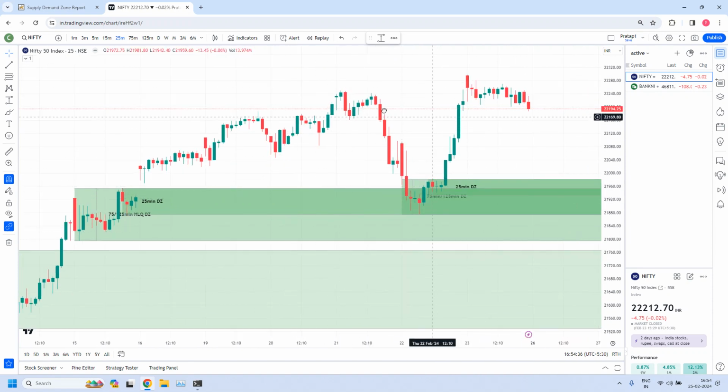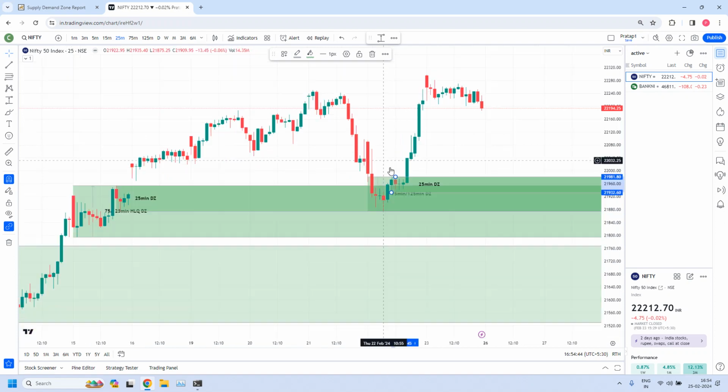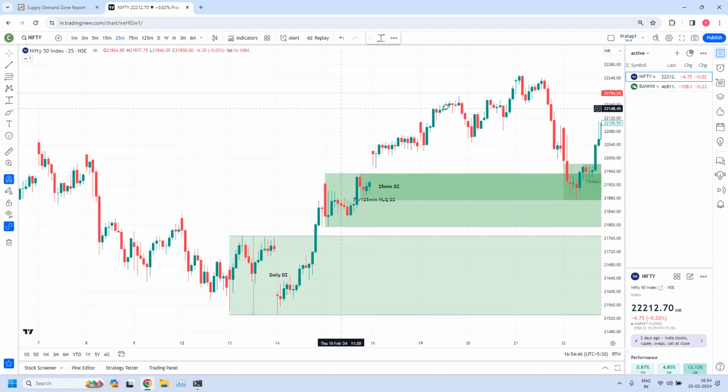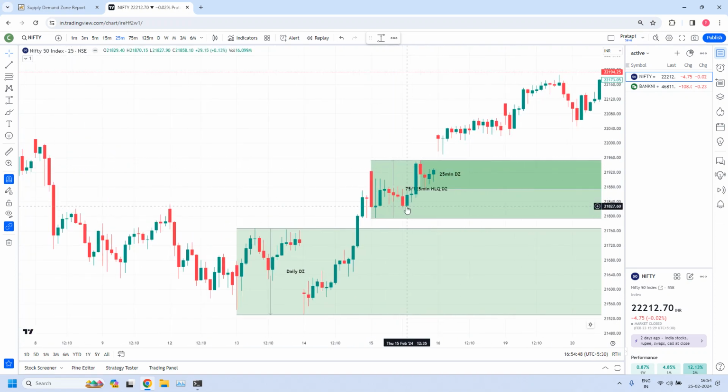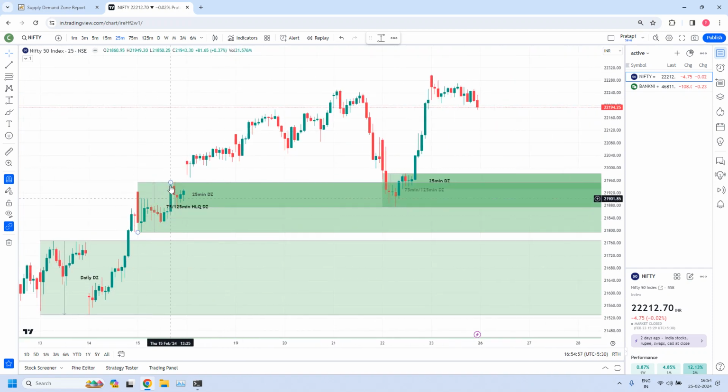So exactly with this there is a LOTL. See here we have one more 25. This is 125. This is another 25. LOTL concept. Even below also you have one more zone. Rally, base, rally. This is also you can draw another 125 minutes. See, the order flow is very strong here. We have a rally, base, rally. So this is the area where high liquidity is there. That's why there are several 25 minutes orders.